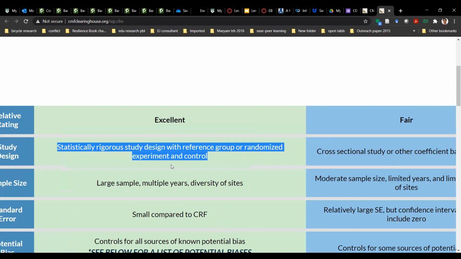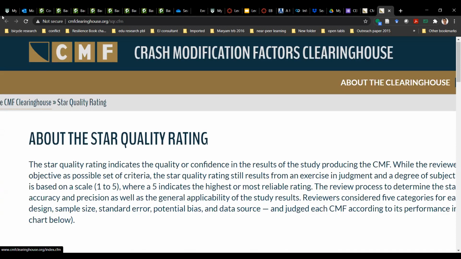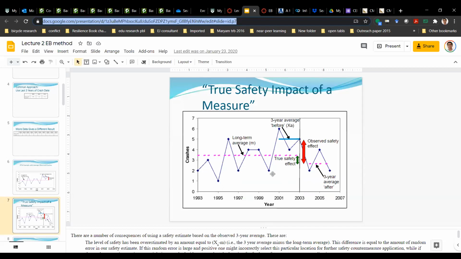If you're using the empirical Bayes method, which is what we call the quasi-experimental design approach, and it accounts for all those types of biases, those CMFs would be higher rated. The rating accounts for study design, sample size, standard error, potential bias, all that. If you look for studies rated 4 or higher, you can expect that those studies do account for regression to the mean bias. So you want to look for highly rated CMFs. It's not to say that there are no naive comparison-based CMFs on the clearinghouse, but you would expect them to have a lower star rating on the portal.